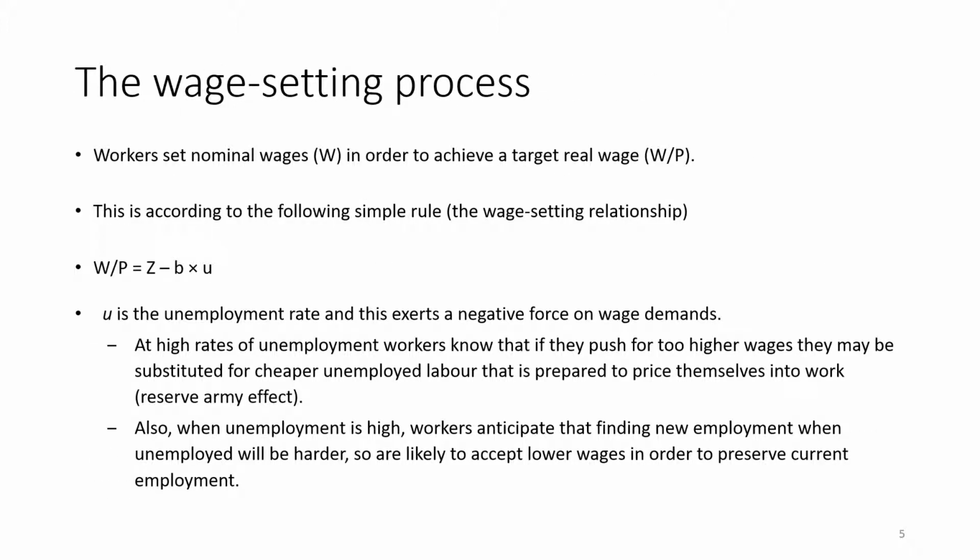There are two factors that determine the real wage that workers push for. The unemployment rate plays a very important role, because as this increases, workers have a tendency to moderate their wage demands. So basically they become less ambitious because they don't want to price themselves out of employment. The higher the unemployment rate, the more cautious workers are in the wage bargain.